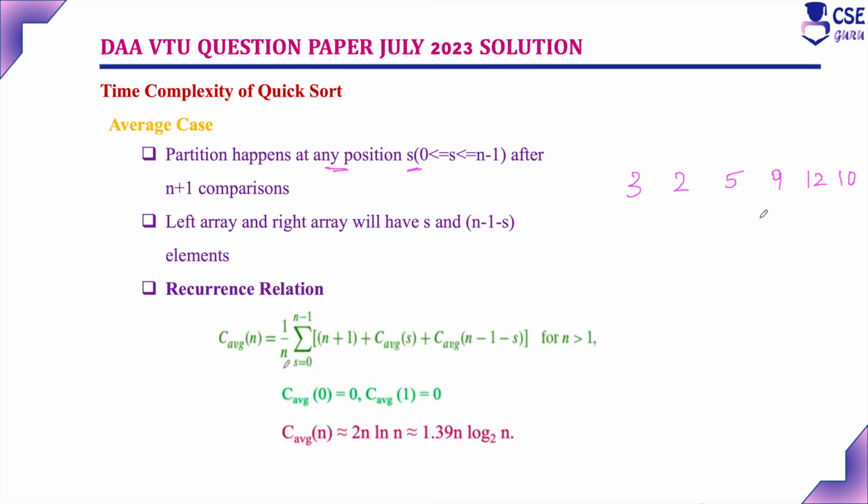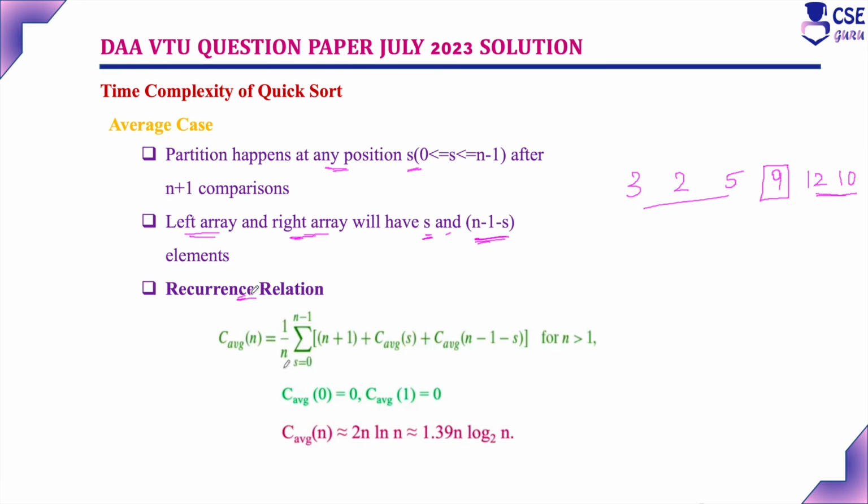For example, consider this array. If the partition happens at 9, the left side array has 3 elements and the right side array has 2 elements. Okay, so the average case time complexity is anywhere between the best case time complexity and the worst case time complexity; if it lies in between, that is the average case. So here the left array and right array will have S elements, that is the mid element, and n minus 1 minus S elements. One side you will have S elements, and the other side you will have n minus 1 minus S.